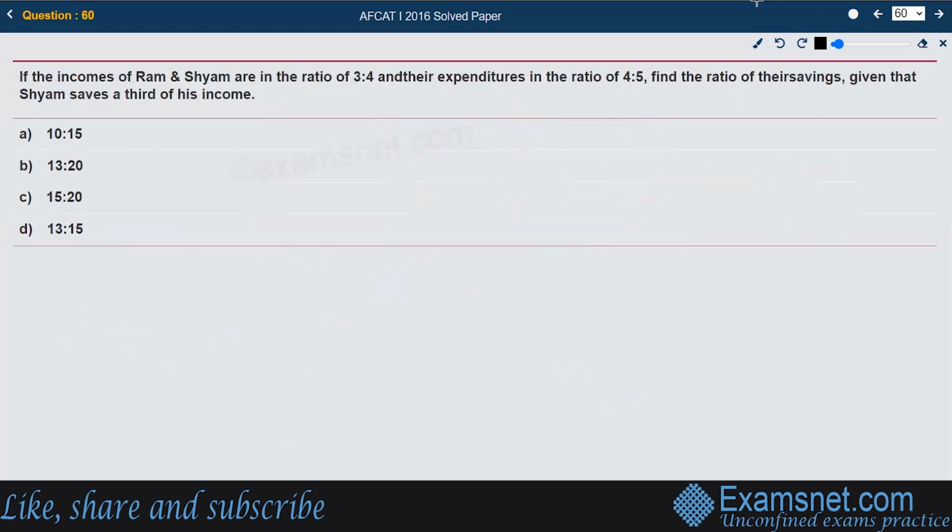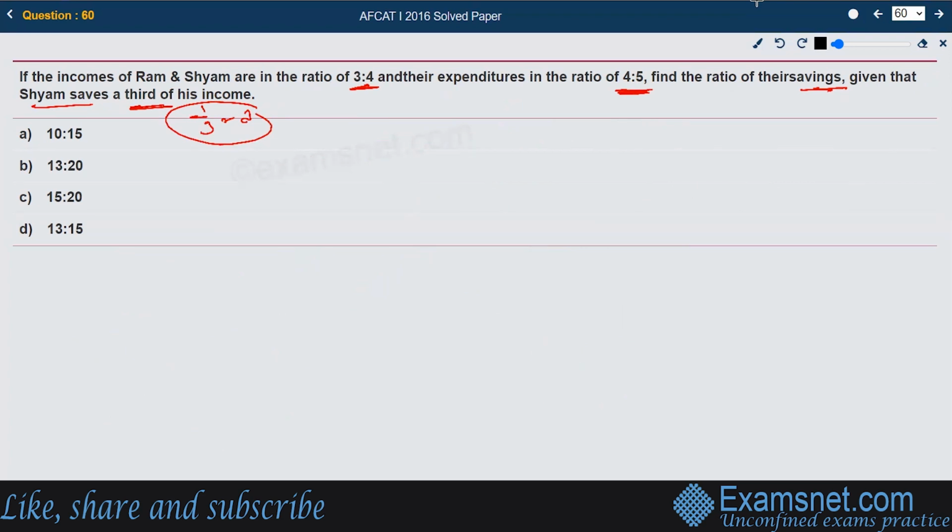Next, if the incomes of Ram and Sham are in the ratio 3:4 and their expenditures are in the ratio 4:5, find the ratio of their savings, given that Sham saves a third, that is one third of his income. So how can we do this question?